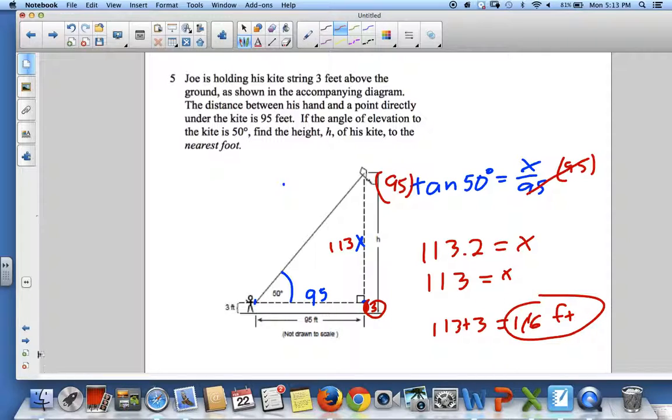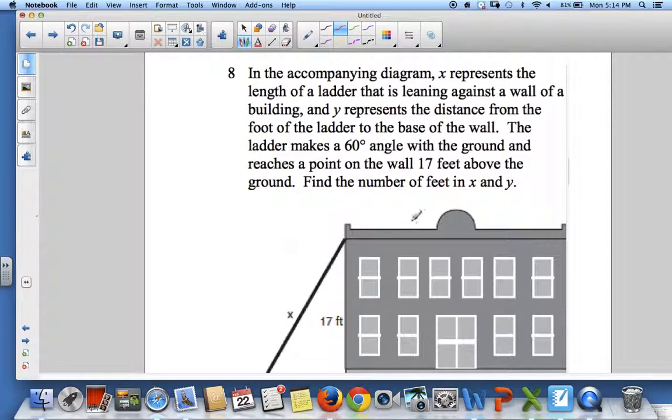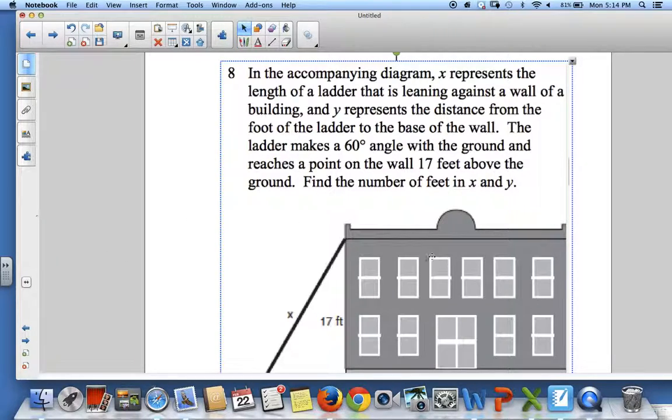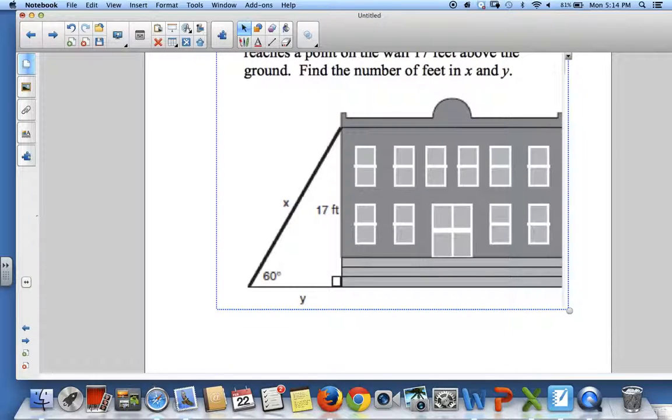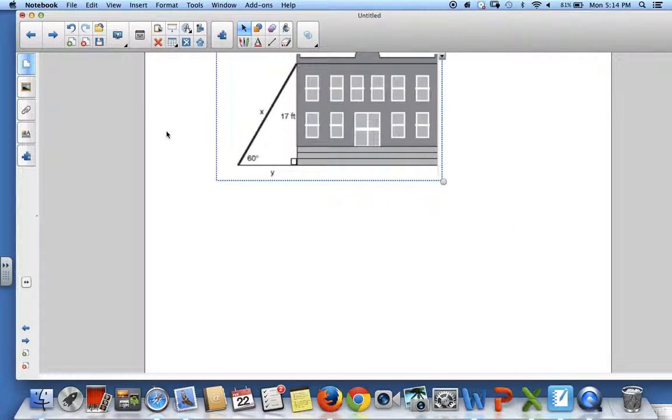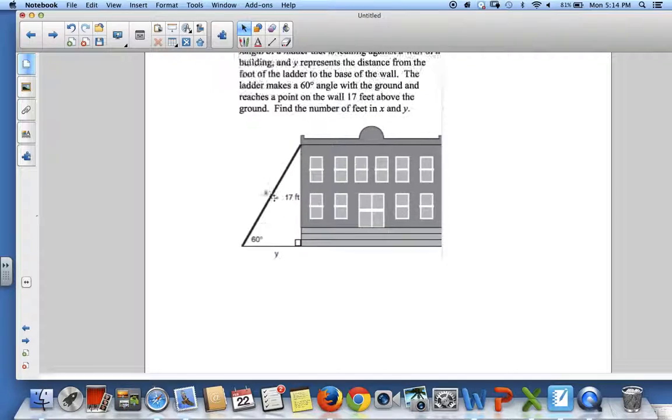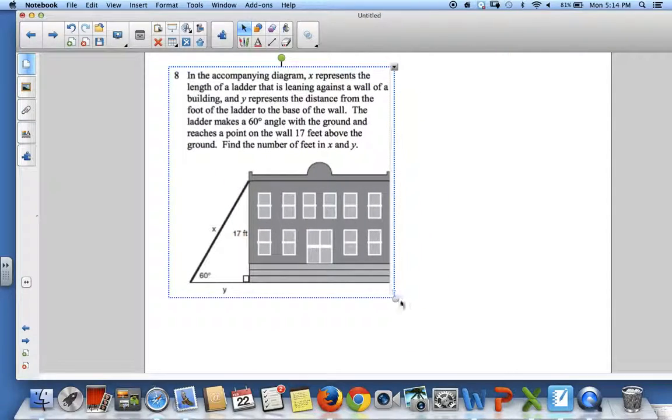Okay, and the last problem I want to go over is number 8, and that's a little bit tricky because, again, let's make this a little smaller. We're going to make that in a bit there. Okay. Make it a little bigger than that.